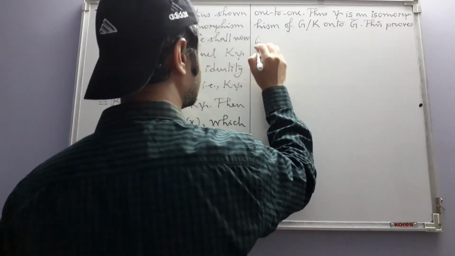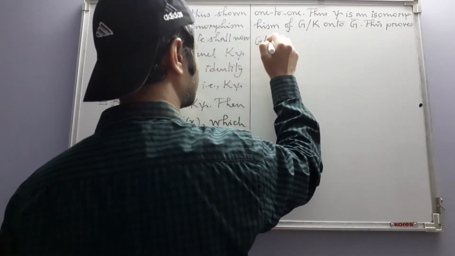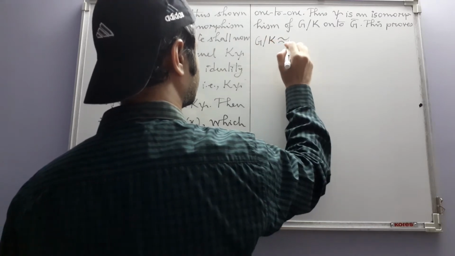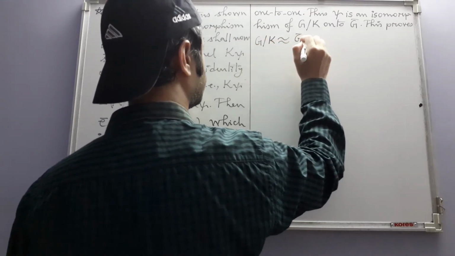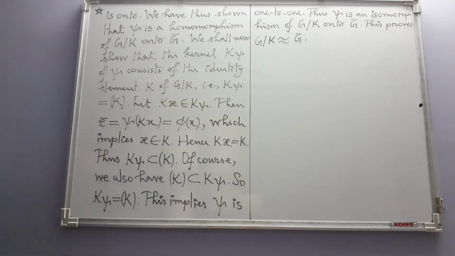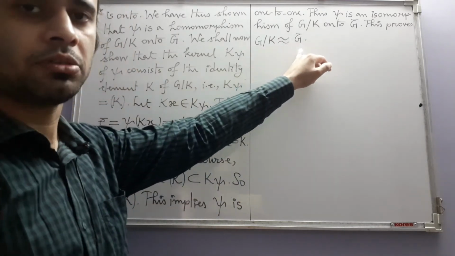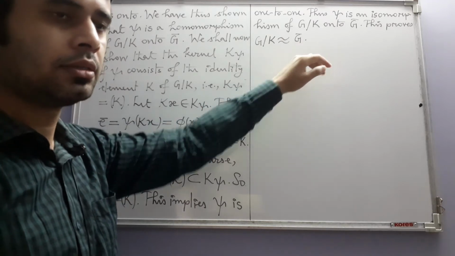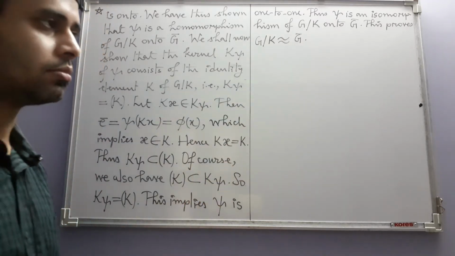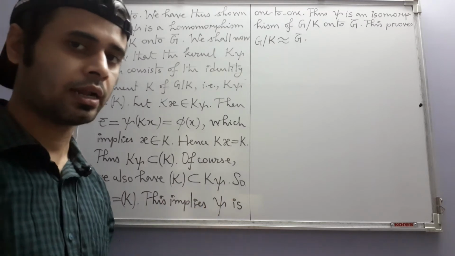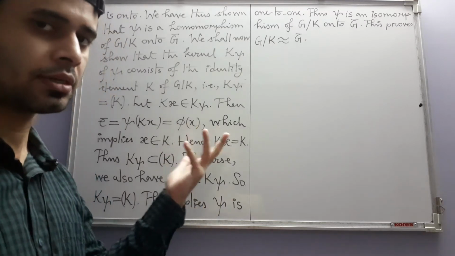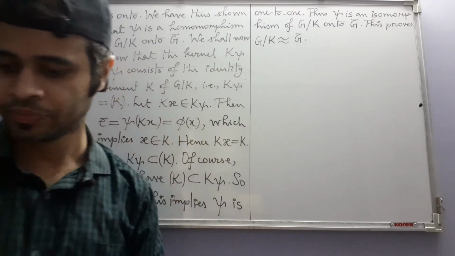This proves our thing which we were claiming. G by K is isomorphic to G bar, that is, group theoretically there is no distinction between G by K and G bar. They are one and the same, only their elements have been labeled differently. We have already discussed this in the previous video.